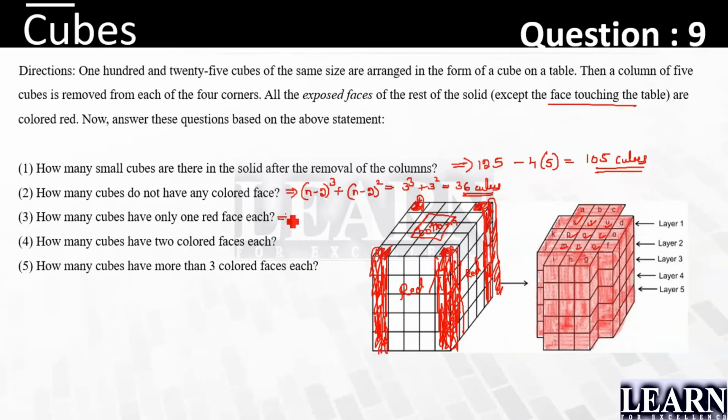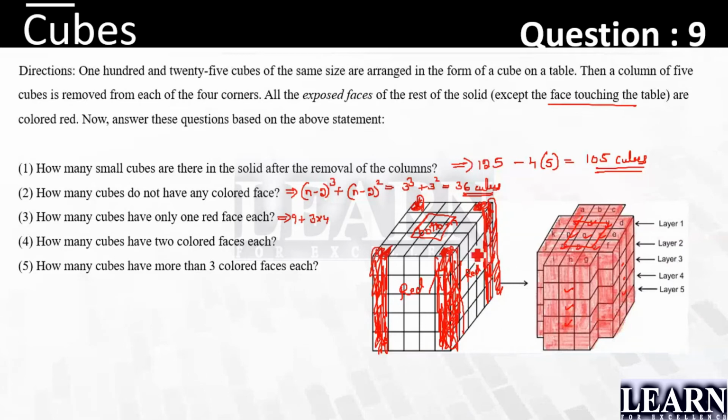Now let's have a look at the third one. How many cubes have only one red face each? So first look into the other faces here. On the top surface, this is the one having only one red face, which is nothing but 9. Plus, all the vertical faces or the wall faces have the same count. So 1, 2, 3 are one-face painted. I have got 4 faces with 3 each, which are one face painted. So I can say 3 into 4.